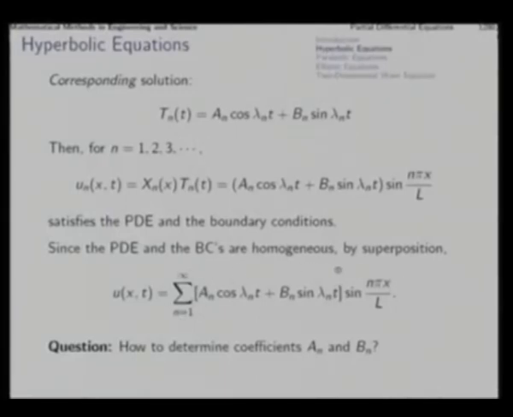So, this is the complete solution of the PDE satisfying the boundary conditions, and then if we can determine a_n and b_n for all n's, then that will complete the solution process of the initial value problem, the complete Cauchy problem. Now, how to determine the coefficients a_n and b_n? That is by imposing the initial conditions.